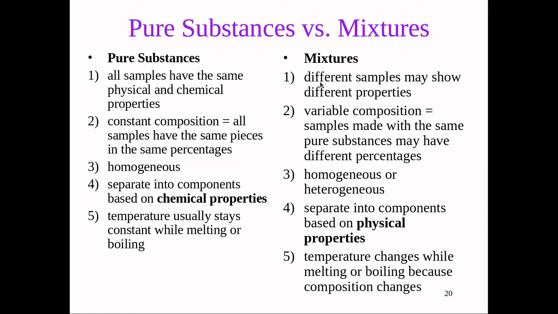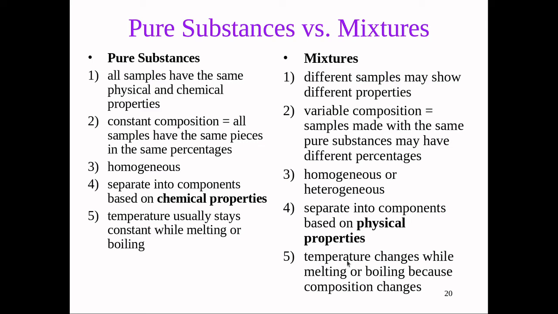Mixtures. Different samples may show different properties based on the composition that they have, the percentage of the different components. They have variable compositions. Samples made with the same pure substances may have different percentages, right? They may be homogeneous or heterogeneous, okay? They separate into components based on physical properties, okay? We can separate the components of a mixture based on its physical properties, which is very key. It's very key to a lot of chemistry that we're going to do.